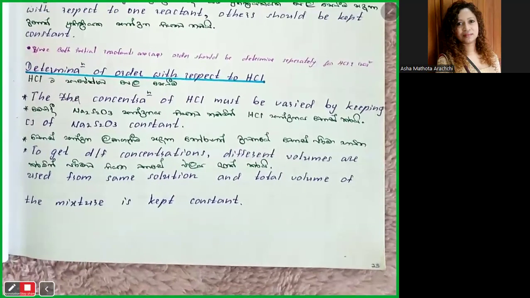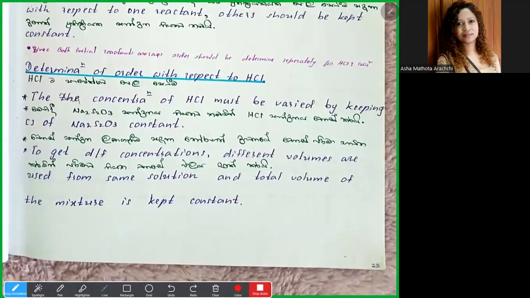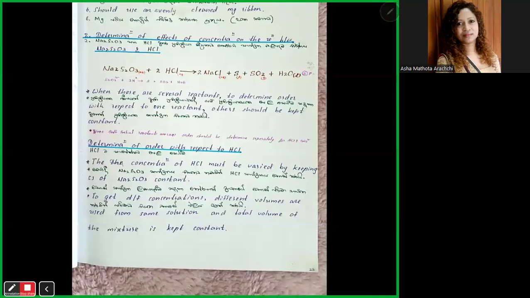Topic: Determination of order with respect to HCl. Now tell me, if we determine the order with respect to HCl, what concentration do we keep constant? Thiosulfate, Na2S2O3. Keeping the Na2S2O3 constant, okay? What do we do here?